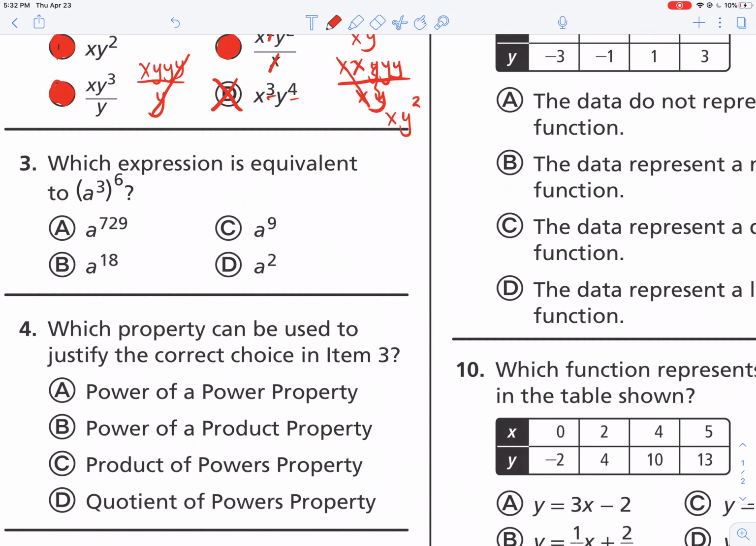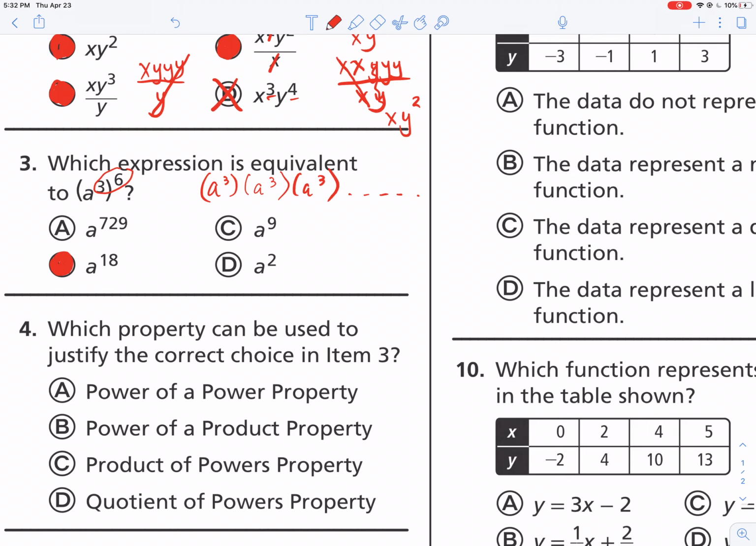All right, if I look at number 3, a to the third raised to the 6th power means I have 6 of these. Now, we don't have to go through and write them all out, but instead, if you remember, we learned a property called power of a power, where we take those and we multiply them. So 3 times 6 is going to give us 18.